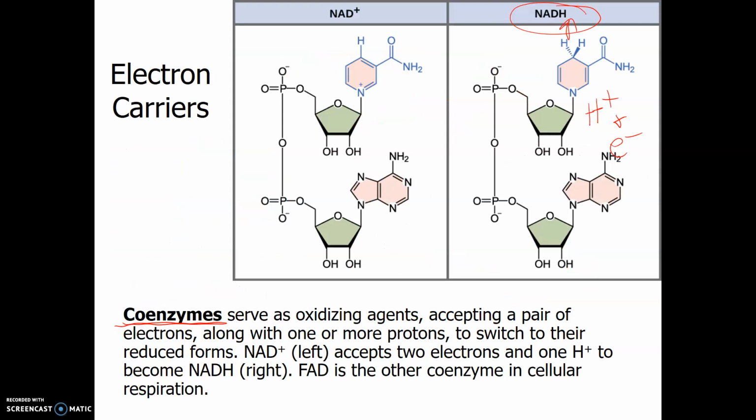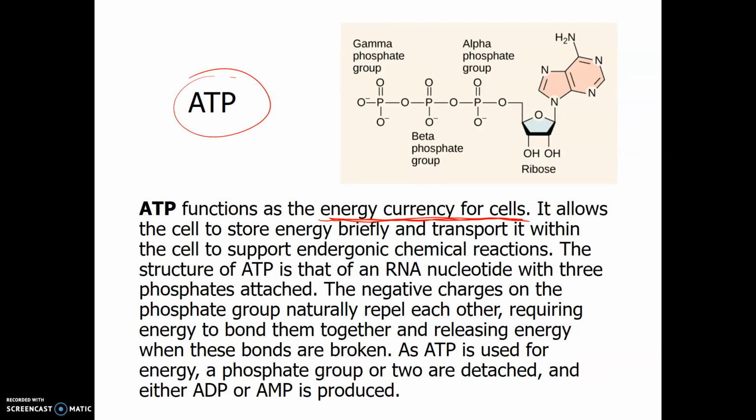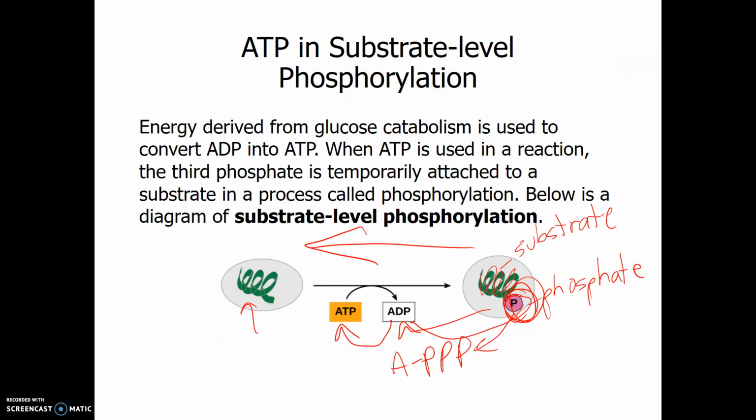And here's a picture of one of our electron carriers, which is NADH, and the other is FADH2. These electron carriers are produced during cellular respiration, and they are used to make ATP. ATP is the energy currency for cells.